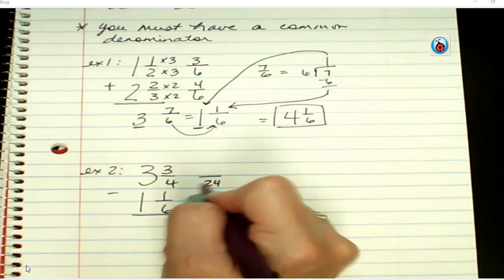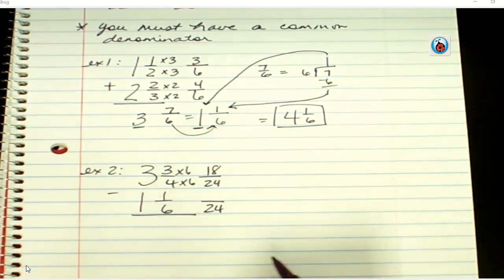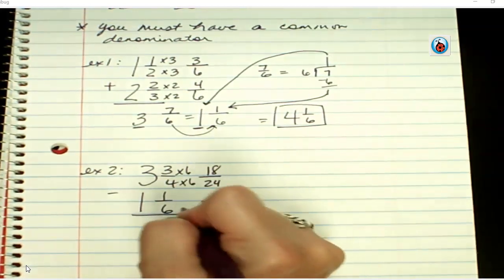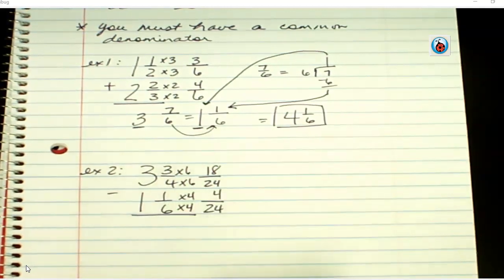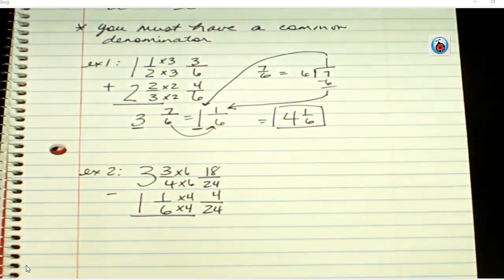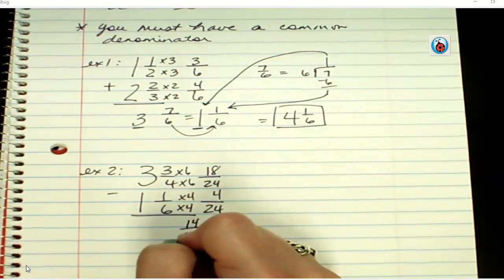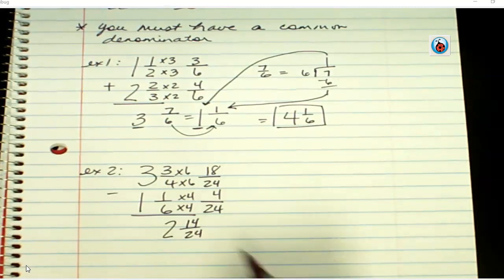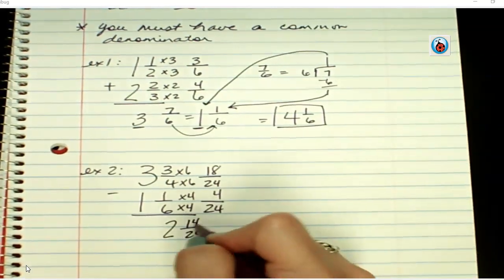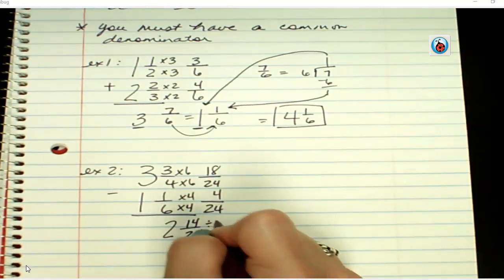To go from 4 to 24 is times 6. So 3 times 6 is 18. To go from 6 to 24 is times 4. So 1 times 4 is 4. I'm now going to subtract 18 minus 4. And I get 14/24. 3 minus 1 is 2. But when you look at 14/24, I can see that they're both even. That means I need to reduce them by 2.